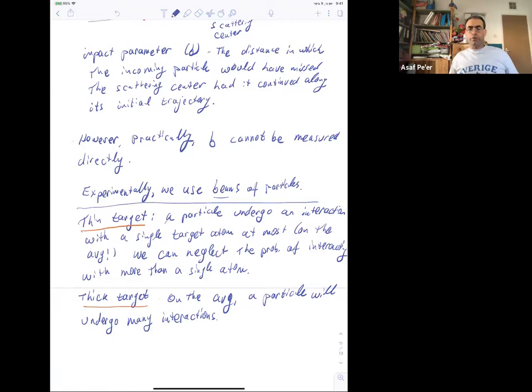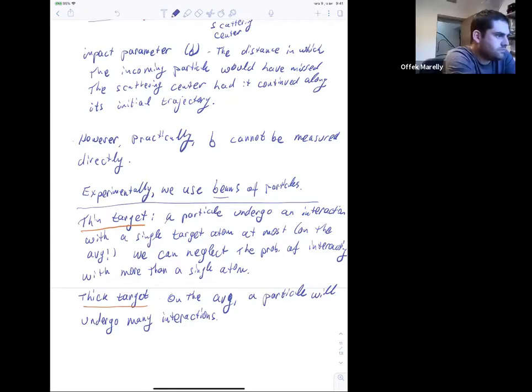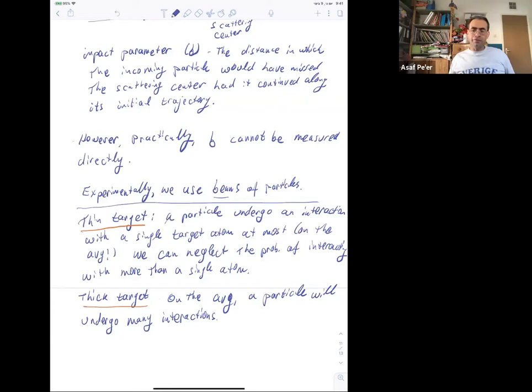So if we want to study the basic interactions between the particles and the targets, what are we going to use? Thin or thick? Thin. Thin, of course. Well, what are thick targets used for?